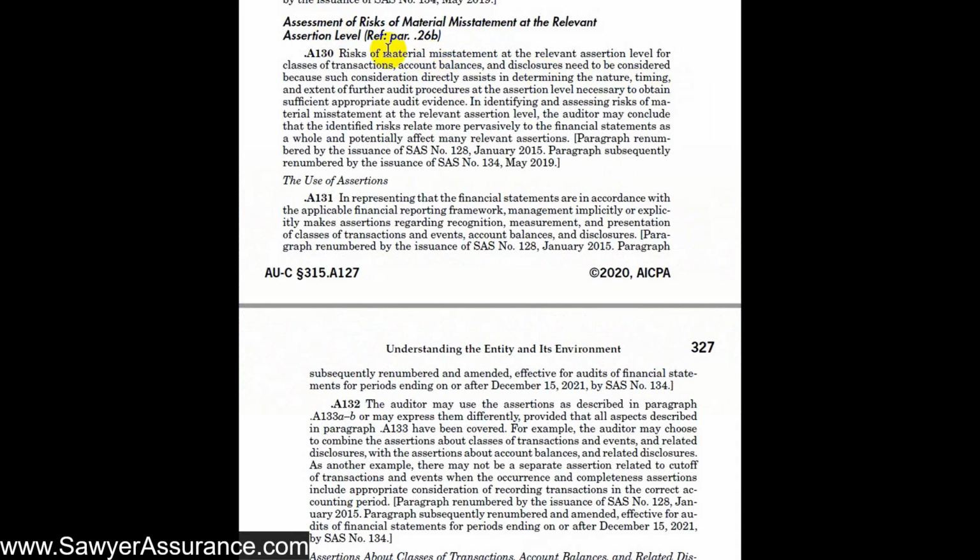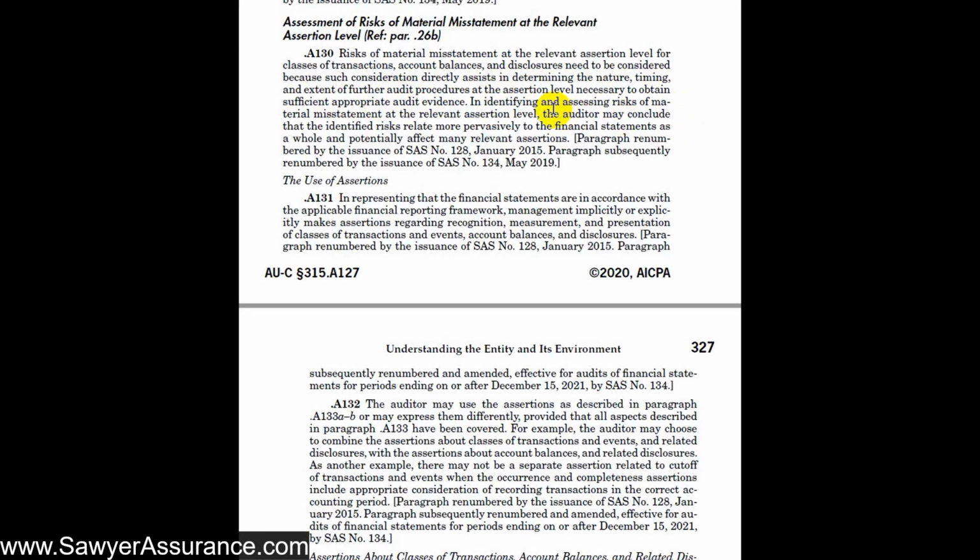First it explains the why that we need to do this, and it says we need to determine the relevant assertion level risk for classes of transactions, account balances, and disclosures. We need to do that because it directly assists us in determining the nature, timing, and extent of further audit procedures at the assertion level that are necessary for us to get sufficient appropriate audit evidence.